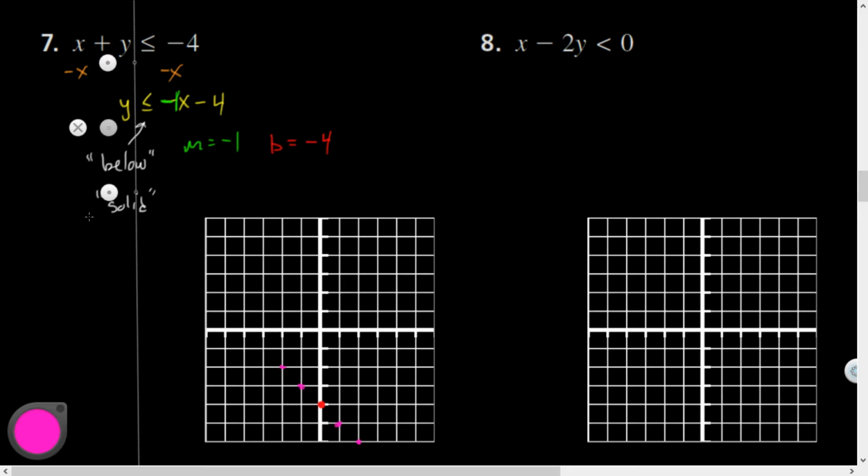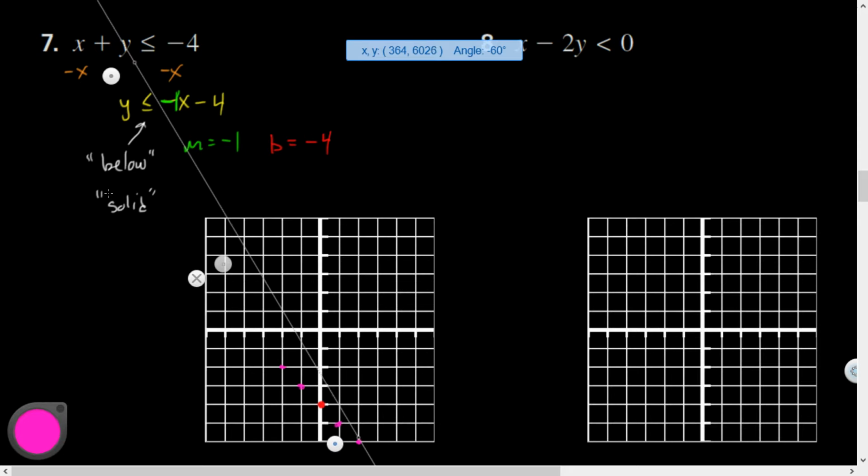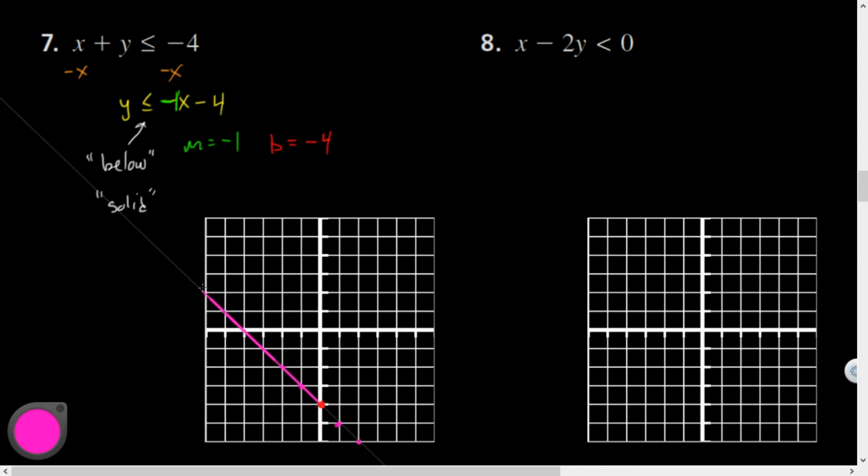So I'm expecting a solid line because of the equal part of the graph, something like that. Solid line. And now I'm shading above or below? Below, because of less.